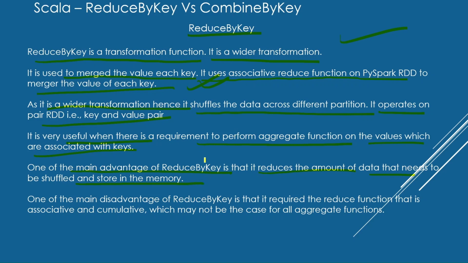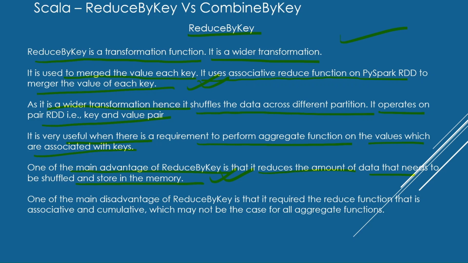So let's understand this point in detail, right? So what is the advantage of reduceByKey? The reduceByKey is very fast. Why is it very fast? Because the shuffling of the data across the different executors over the network becomes very fast. Why?